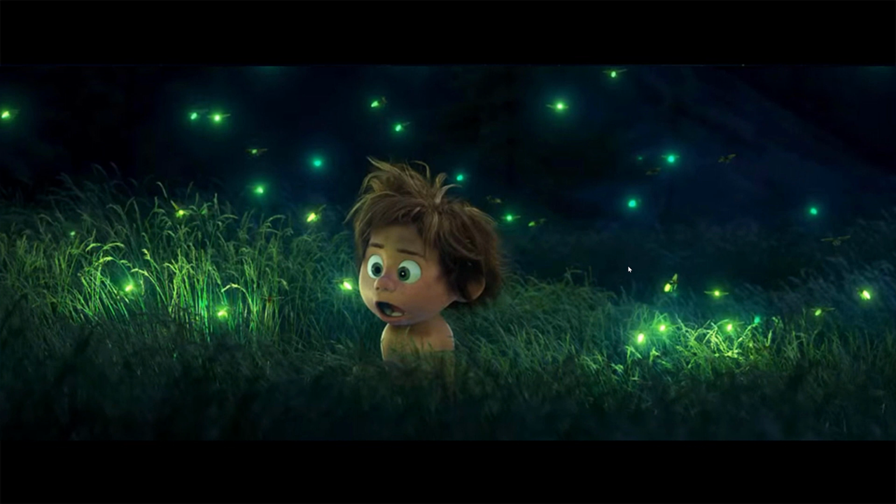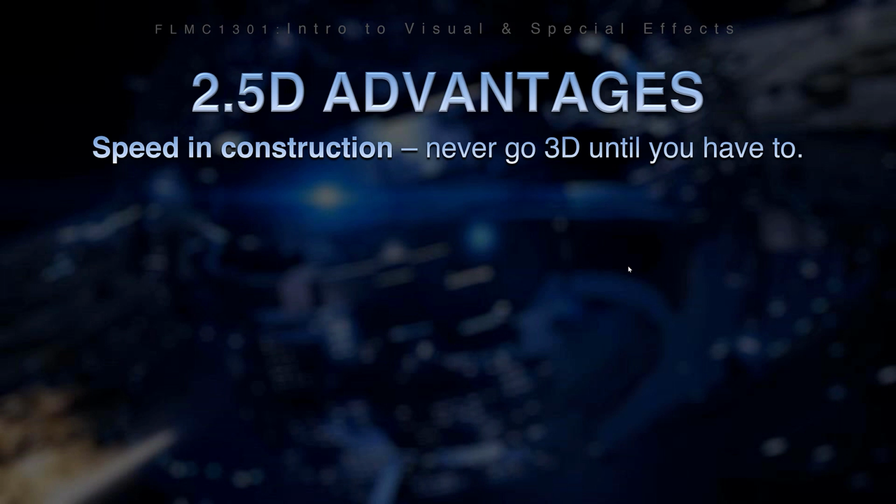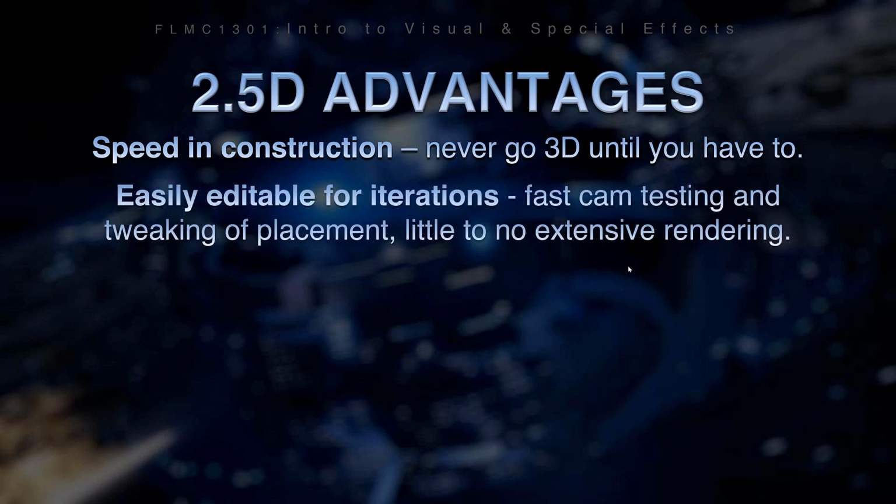The average render time on this film, by the way, was 48 hours a frame. But that's okay because the Disney Pixar render farm has 30,000 computer cores of rendering power. So they have power to spare. So speed in construction, never go 3D until you have to. Another huge advantage to this is it's easily editable for iterations. Fast camera testing, tweaking of placement, little to no extensive rendering when you're doing this.